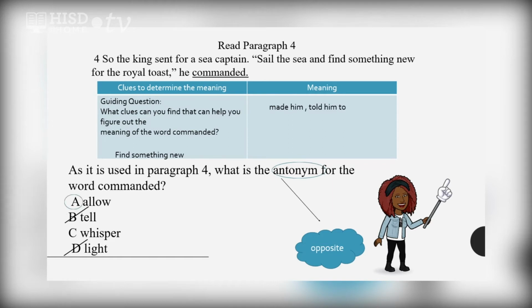So from there, I determined that the best answer choice will be answer choice A, allow. Because if you're telling someone to do something, you're making them do it. So the opposite of that is allowing them to do that. Give them a choice on whether or not they want to do that. So an antonym, a word that is opposite, for the word commanded is to allow.